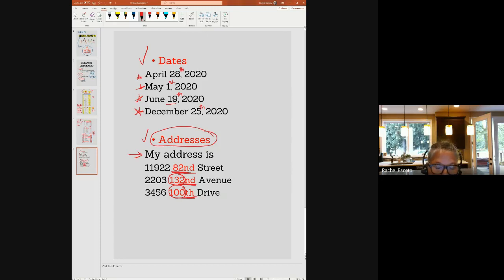Okay. So that's ordinal numbers, you guys. I need you to practice, practice, practice. There are many practice pages in your workbooks. Please do your practice. Practice saying, looking at numbers, and going from cardinal to ordinal numbers. It is important that you say dates and addresses correctly.